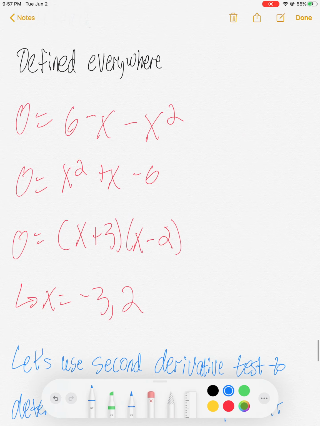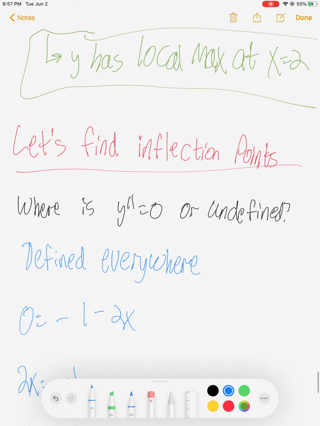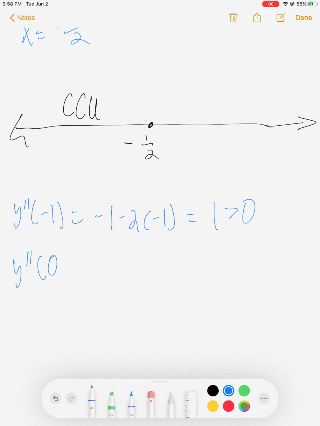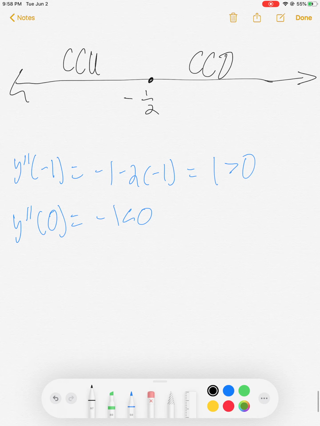Oh, we're going to plug in a point to the left and a point to the right. So let's look at y double prime of -1. Well, y double prime of -1 is going to be -1 minus 2 times -1. And that's going to be -1 plus 2, that's +1, which is greater than 0. So I'm concave up to the left of -1/2.